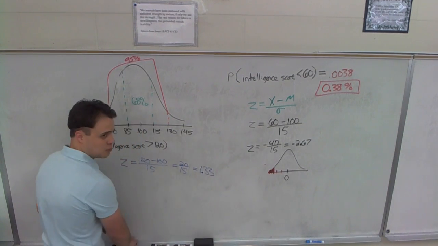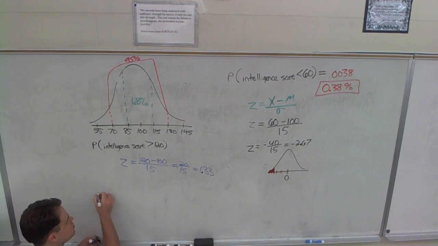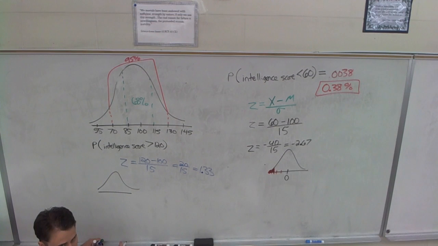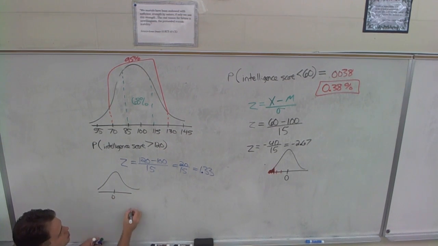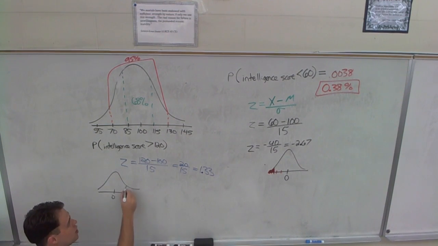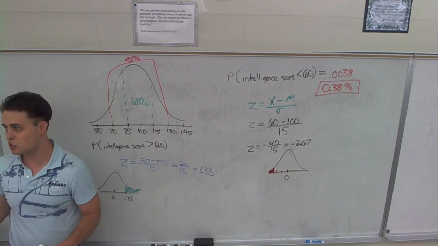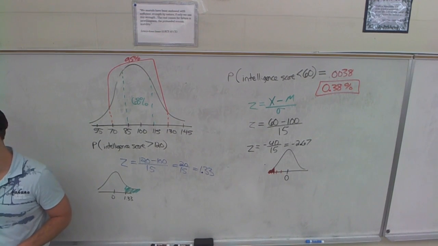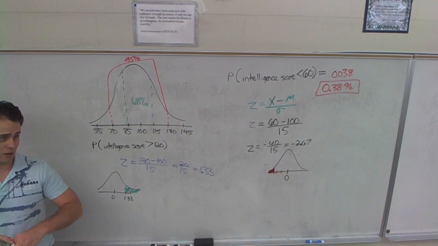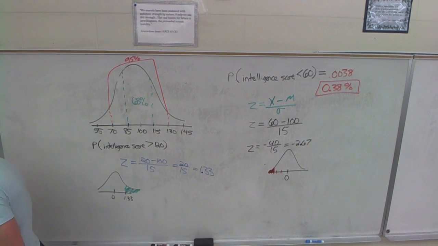I forgot to do my rule, right? Every time you do one of these, I want to see a little sketch. Doesn't have to be fancy. Here's 0. Here's 1.33. We were interested in above 1.33, so it shouldn't be a number like 56%, right? It's less than half. Definitely a lot less than half, I think. What'd you guys get?